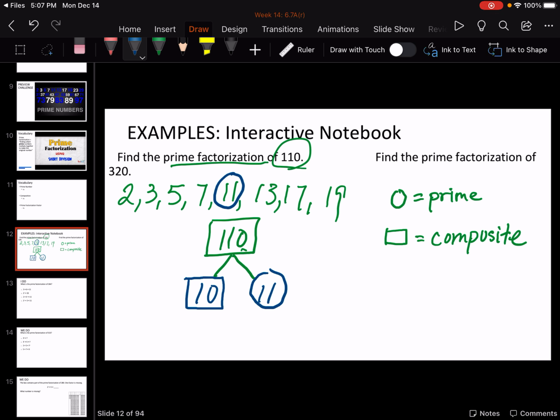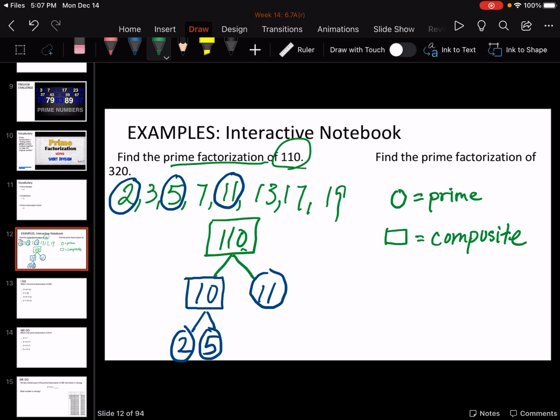So for the right side of the branch, I am done. For the left side, 10, I can break that down even further. It ends in 0, so I know it has a factor of 2, as well as 5. We know that 2 times 5 is actually 10. And guess what, guys? They're also both prime numbers. So I circle them, and that means I'm done.